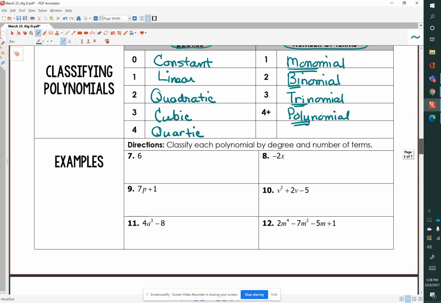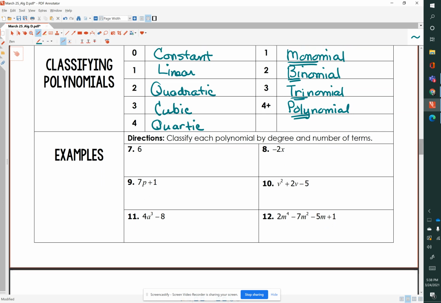So let's look at 7, 8, 9, 10, 11, 12. We have simply the number 6. That is a constant, so we're going to classify it by degree and number of terms. So that is a constant monomial. Okay, the second one, number 8, is a degree of 1, linear expression, and that is also a monomial.